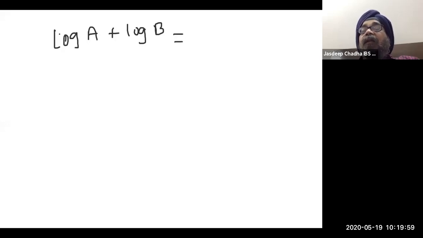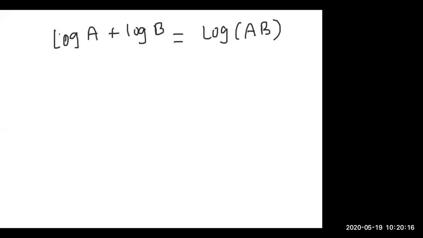Log(a) plus log(b) equals, the formula is log(ab). When the base is not given, it is e. Fine. It is log of a into b. Understand? Clear? Yes, sir. Okay, fine.